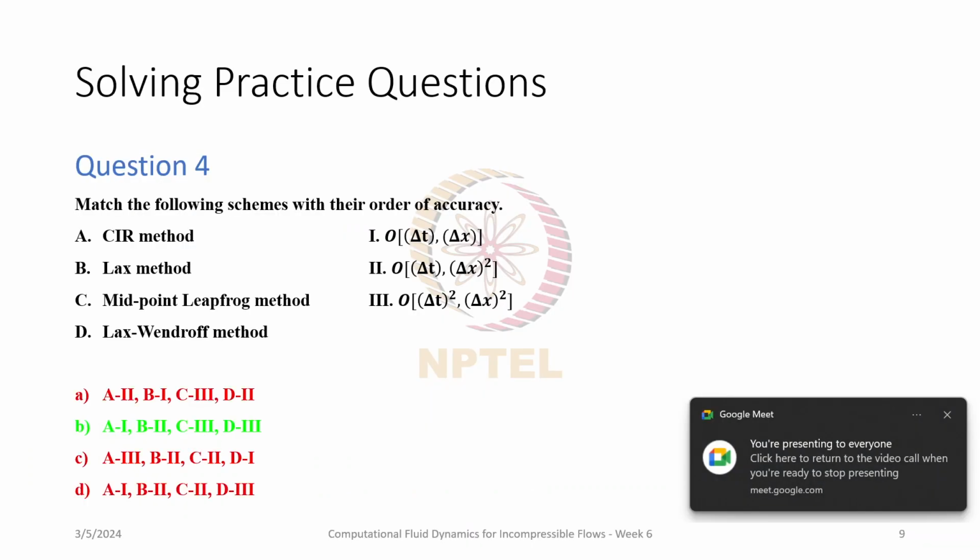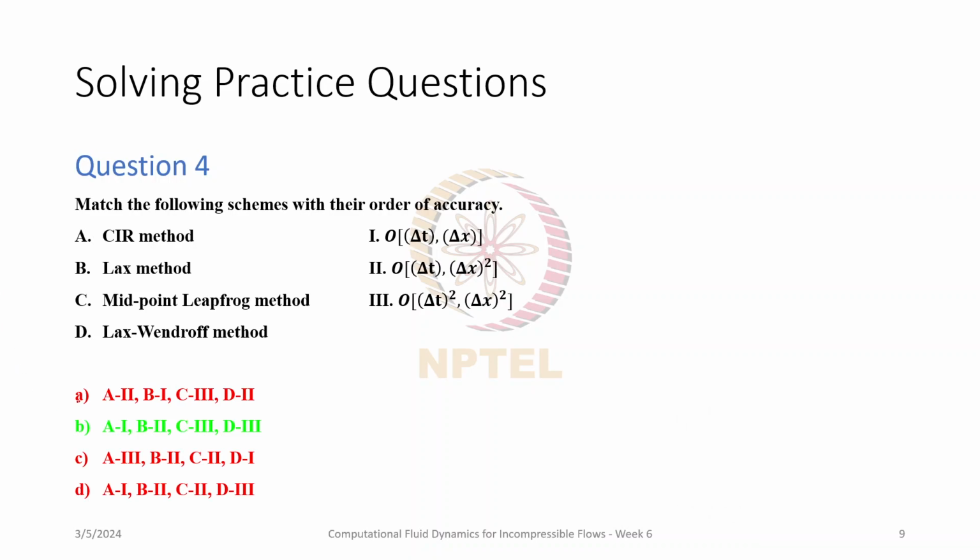Okay, so let's take a look at the solution. It is option B, so well done, all those who selected option B. So let's go through each of them. The CIR method is a combination of FTCS plus BTCS. And I'll write down our model equation once again for clarity. Whether we do FTCS or BTCS, this is first order in space, and this is first order in time. So the CIR method is simply option 1, first order in both space and time.